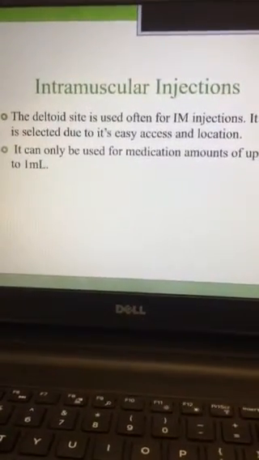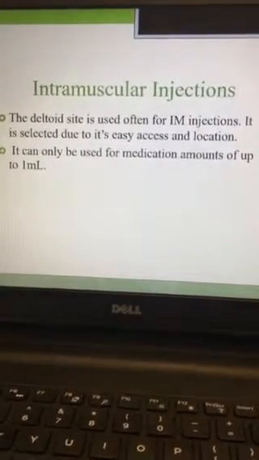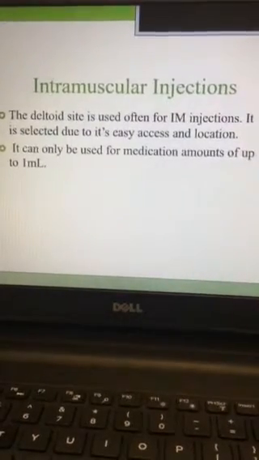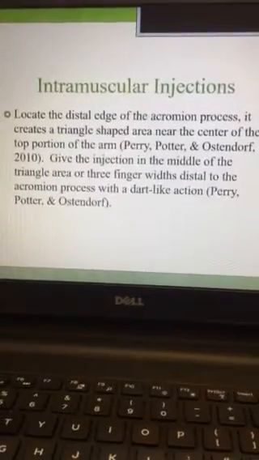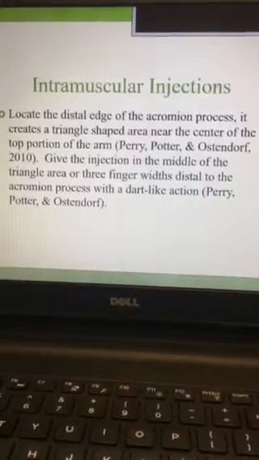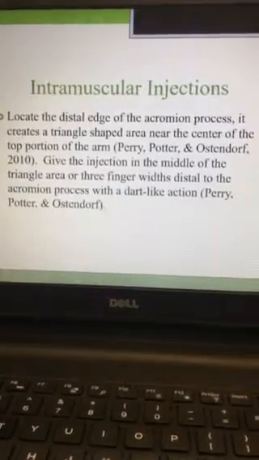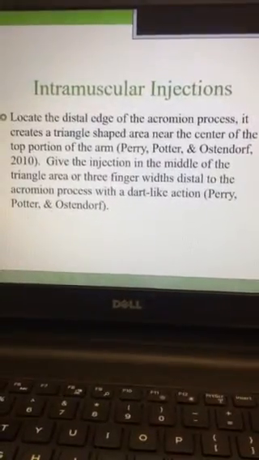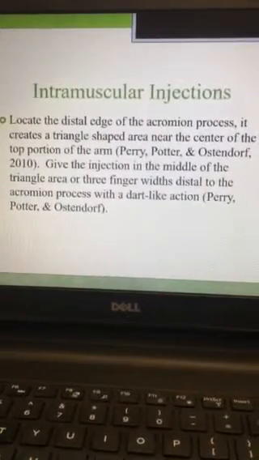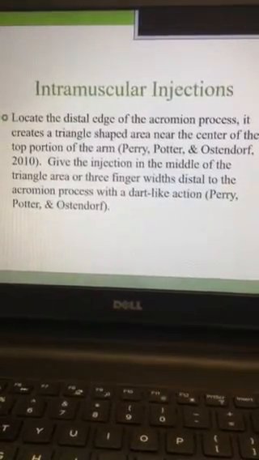The deltoid site is used often for IM injections. It is selected due to its easy access and location. It can only be used for medication amounts up to 1 milliliter. To locate the deltoid site, you want to locate the distal edge of the acromion process. It creates a triangle shape near the center of the top portion of the arm. Give the injection in the middle of the triangle, or 3 finger widths distal to the acromion process, with a dart-like action.